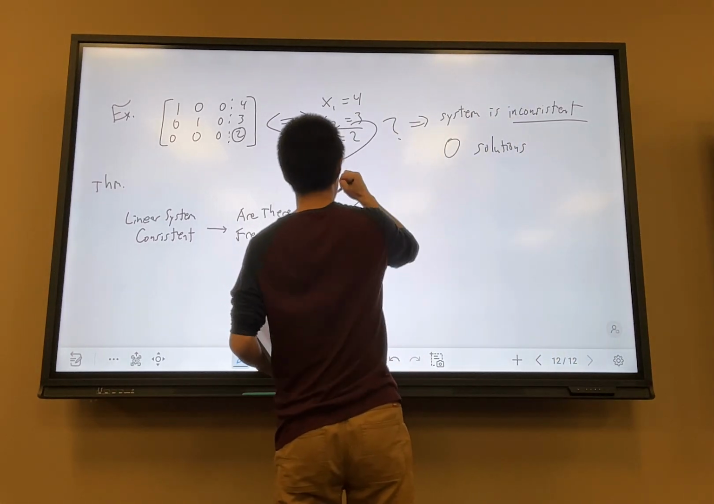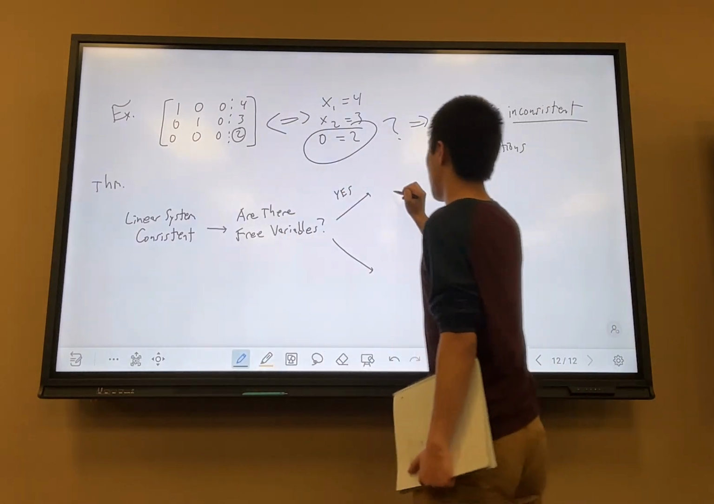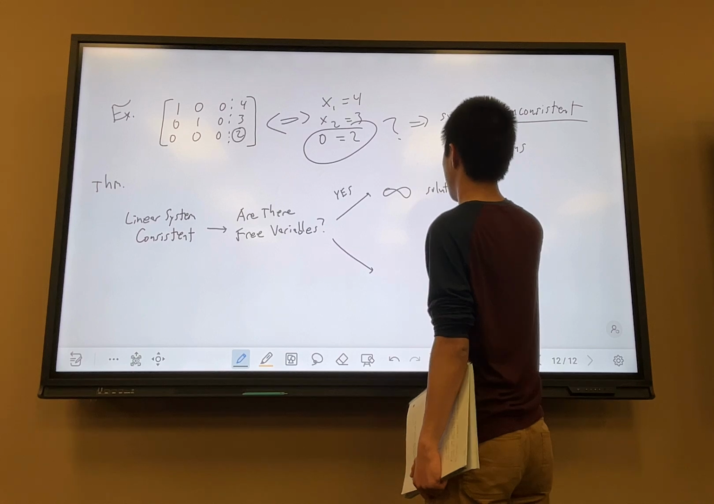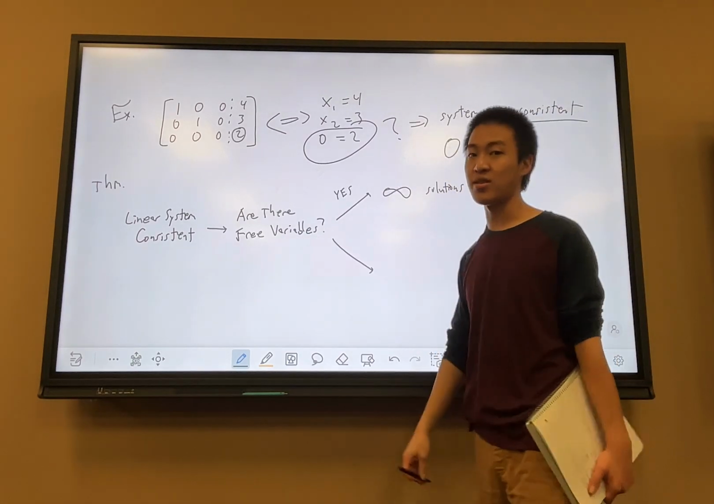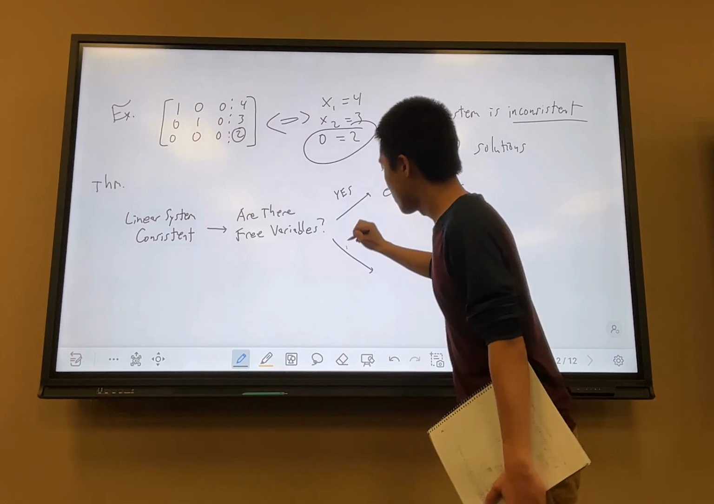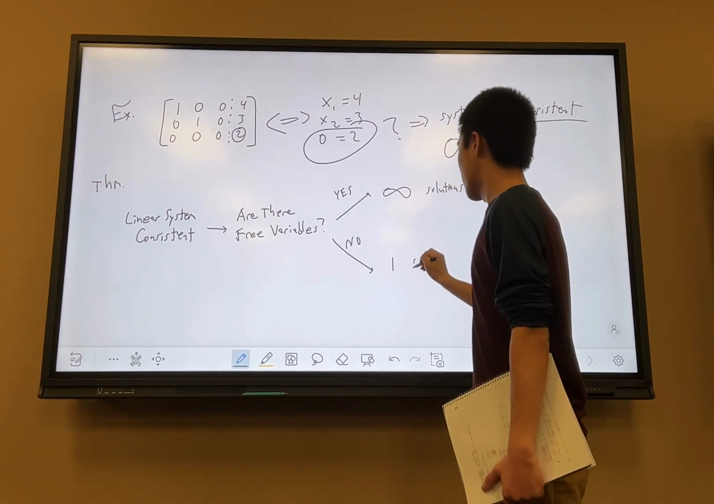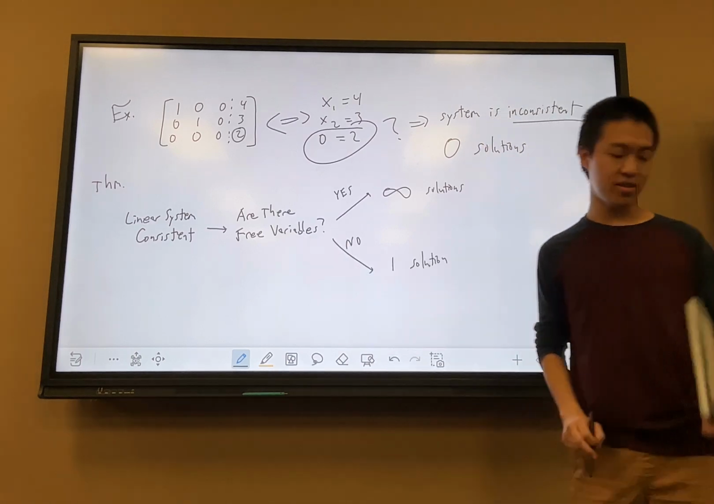And if they could vary, well, that means we have infinitely many. So if the answer to our question here is yes, there are free variables, then automatically we can know that there are infinitely many solutions, just by nature of there being free variables within a consistent system. But if not, the only other logical way to go is that there's one solution, so long as you have a consistent system.